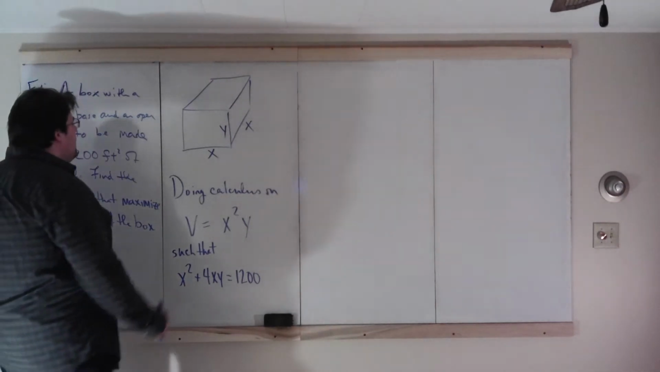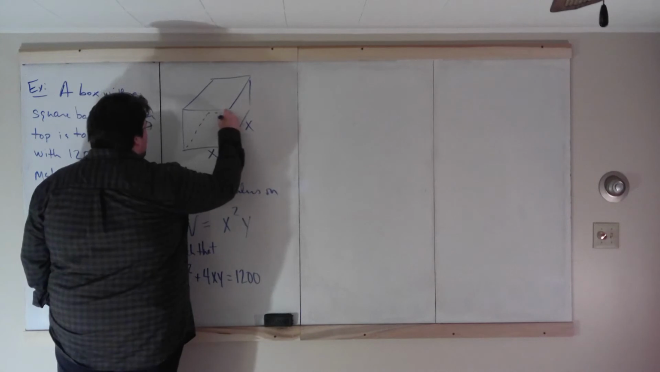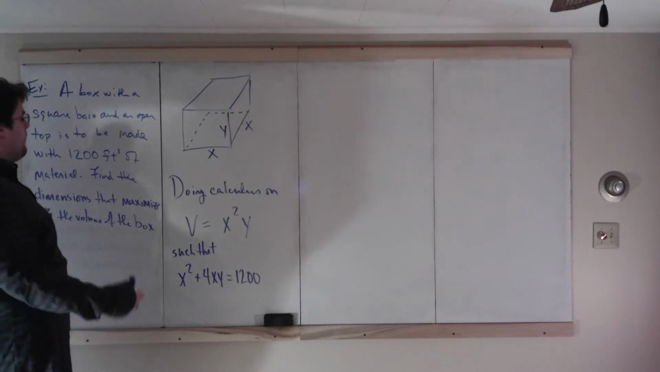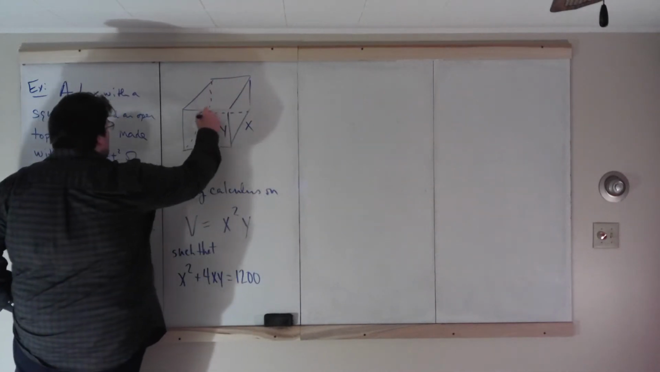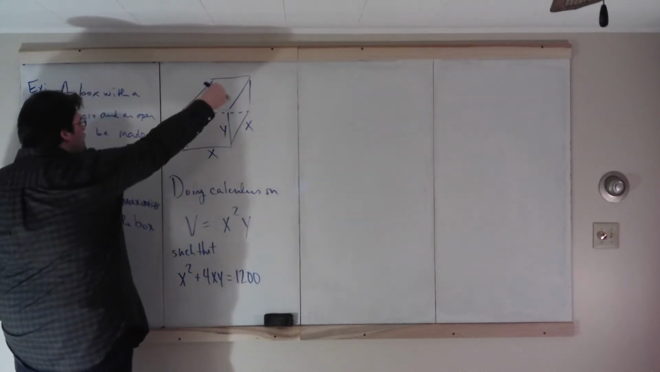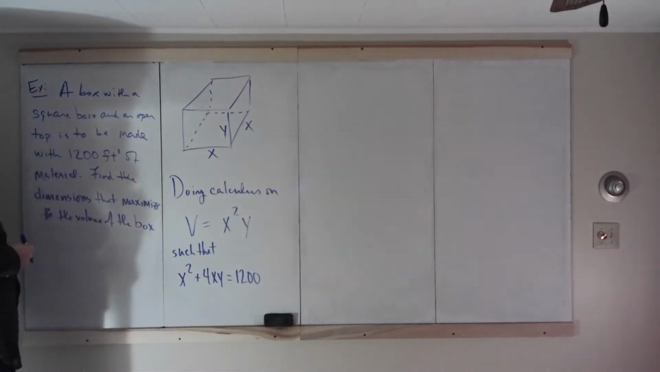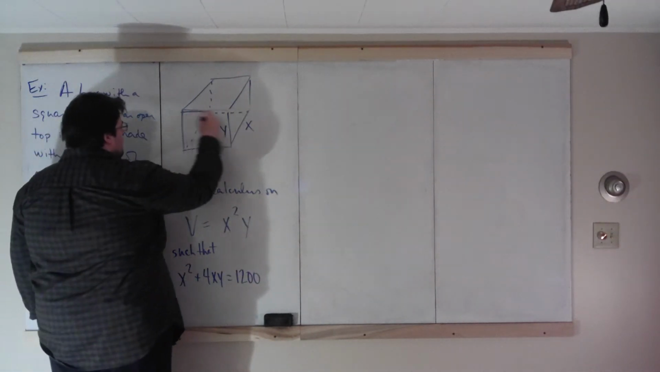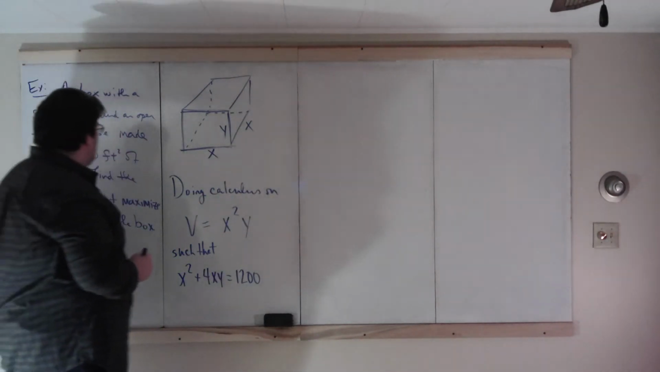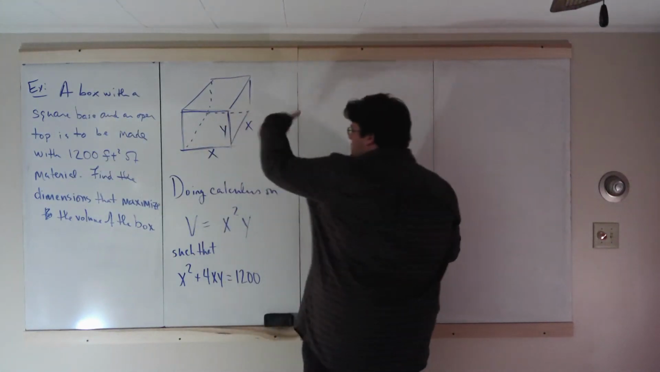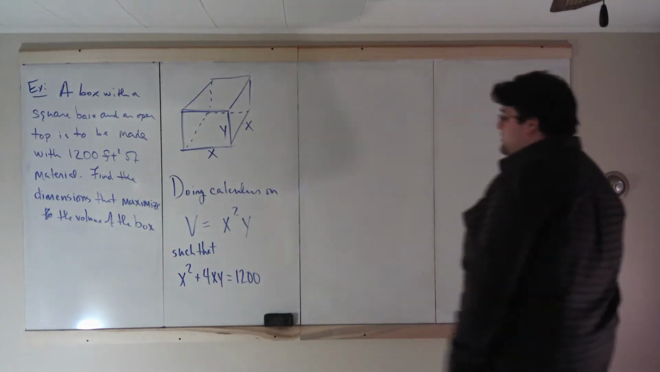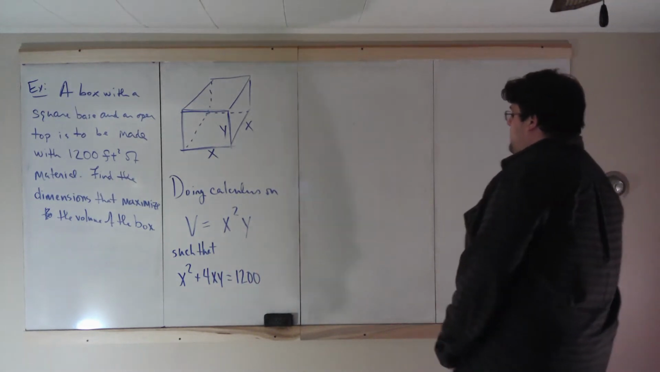Why is that? Well, if we look at all of the sides of this box, all the sides of the box put together make 1,200. The bottom of the box has area x squared. The top of the box doesn't exist. Open top. The four sides, each of the sides is an xy. So the 1,200 square feet of material covers the bottom and the four sides. The bottom is x squared, each side is an xy. So x squared plus 4xy equals 1,200.